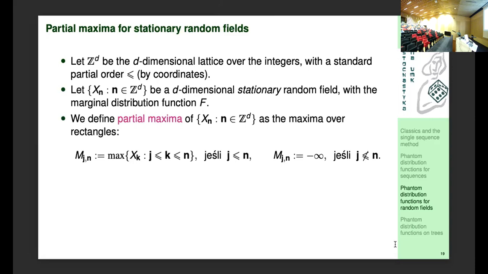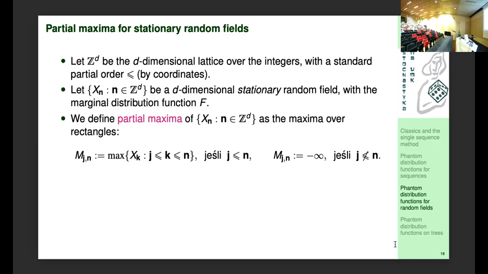We define partial maxima as the maxima over rectangles. Here we have the inequalities in this partial order. Of course, it's clear how to imagine this thing. People would like, and the referee of this paper that I will quote in a moment liked much more, the general situation, that it is indexed by any subset. But let us first study this particular case, which is much easier to see, since the situation in the case of random fields, as usual, is not obvious.